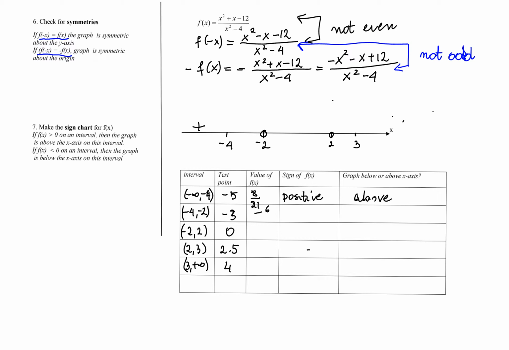When x is negative 3, the value of the function is going to be negative 6/5, and therefore the value is negative. This can be illustrated by putting a minus sign above that interval on our number line. And if the value is negative, it means that the graph of the function is below the x-axis.